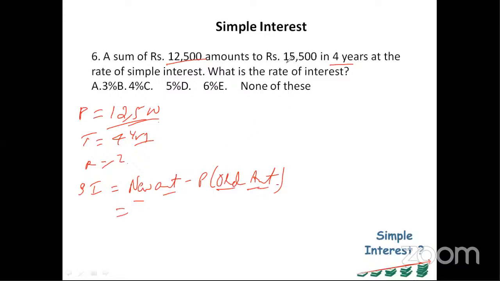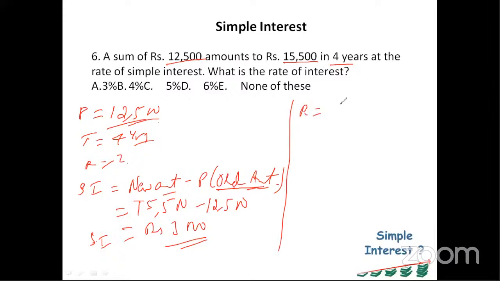What is the new amount? 15,500. What is the old amount? 12,500. So what is the difference? Rupees 3,000 is the difference, which means simple interest is 3,000 rupees. Now we have to calculate the rate of interest. Since we got the simple interest, we will write it here.